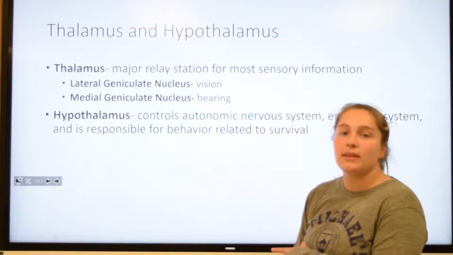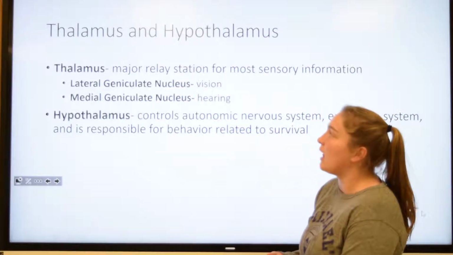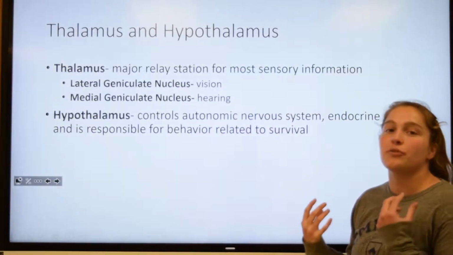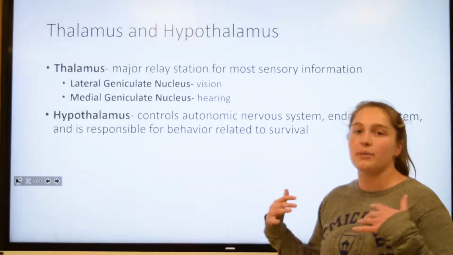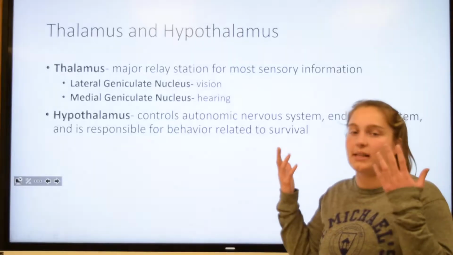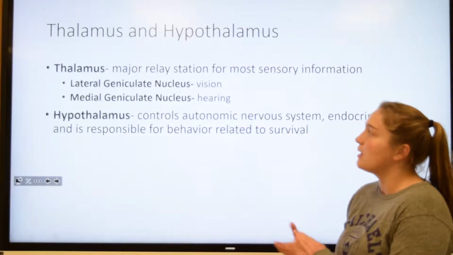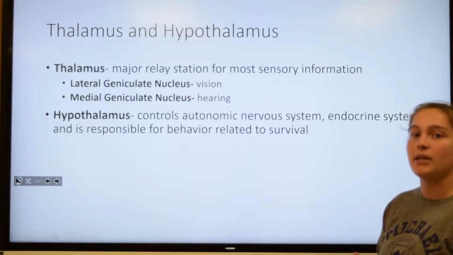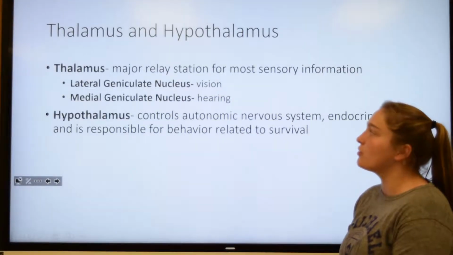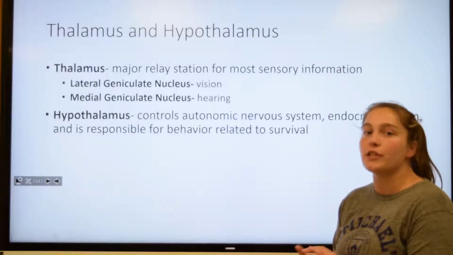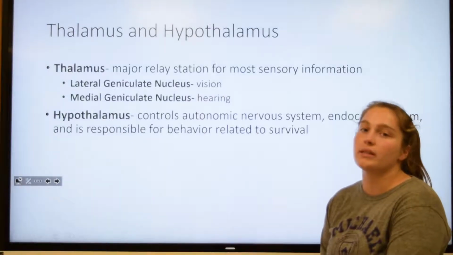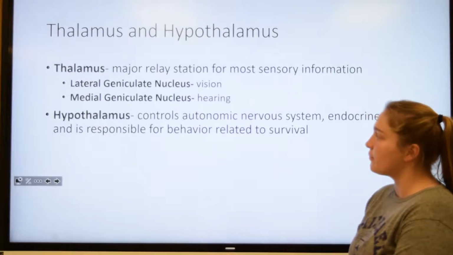And then next we have the thalamus and the hypothalamus. The thalamus is responsible for being the major relay station of the brain, so it takes input in from our sensory system and sends it to the brain for further processing. There are 2 major parts of the thalamus: the lateral geniculate nucleus and the medial geniculate nucleus. The lateral geniculate nucleus is responsible for vision, while the medial geniculate nucleus is responsible for hearing.